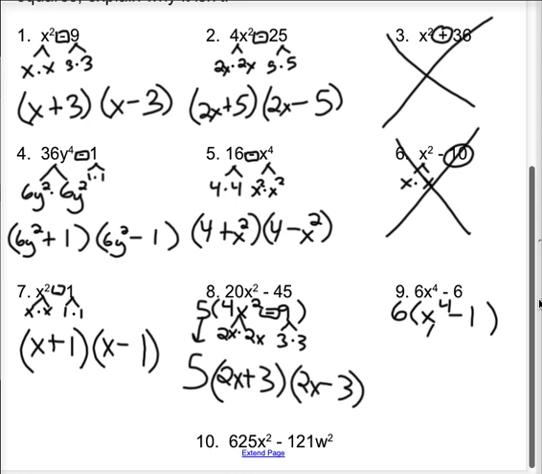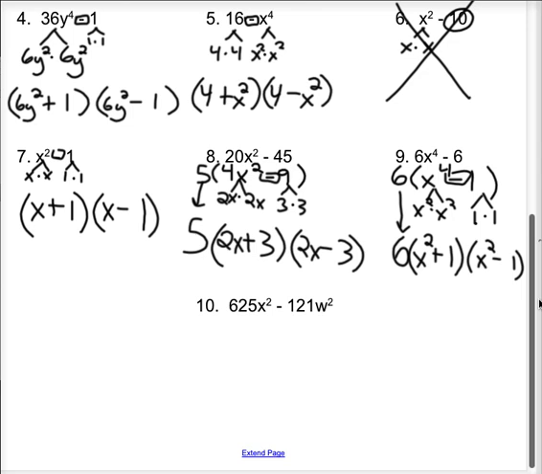That x to the 4 breaks down into x squared and x squared. The 1 breaks down into 1 times 1. Double check, we are talking about subtraction. So I set up my parentheses for my difference of squares. X squared plus 1, x squared minus 1. Make sure you pull down that 6 that you had originally pulled out. And there's the end of our problem.